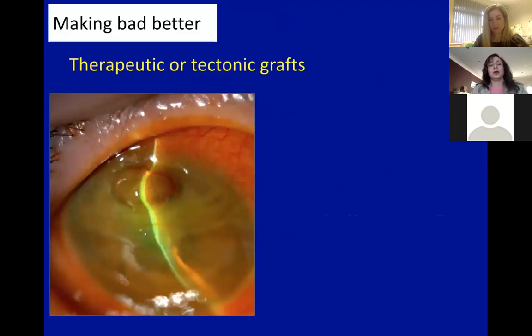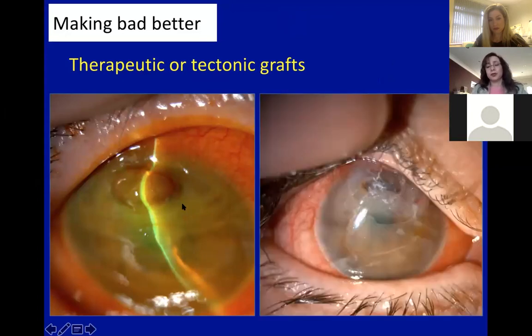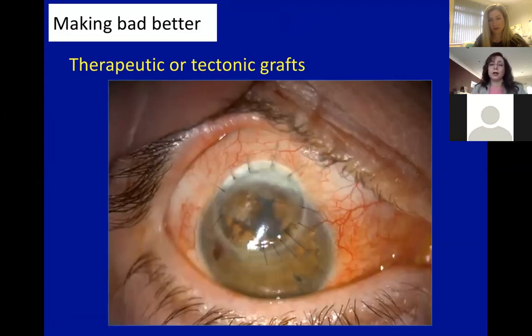If you have a large perforation like this one, then you really need to take the patient straight to theater. So in that case, the patient was taken straight to theater, and a large glue was put in preparation for a therapeutic graft. Then a therapeutic graft, partial thickness sclera, full thickness cornea, was done. And once that settles, you can always go and do a visual graft after that.